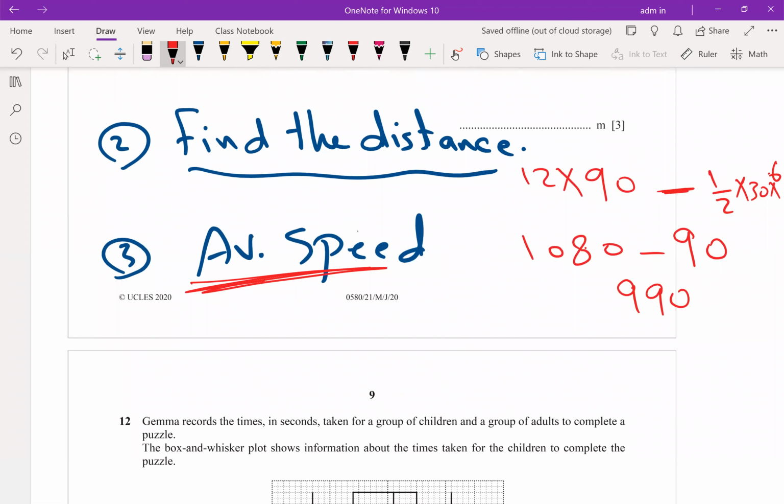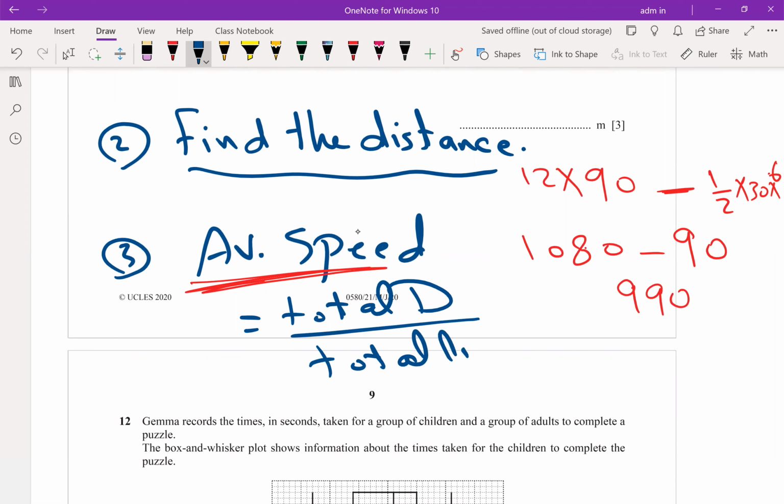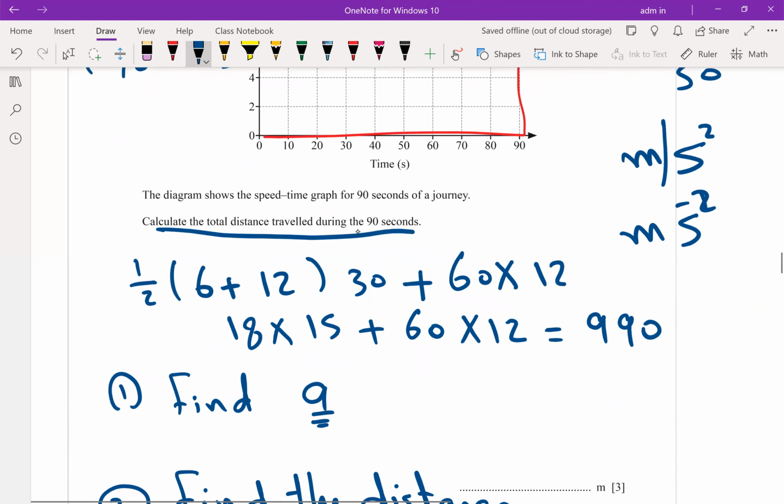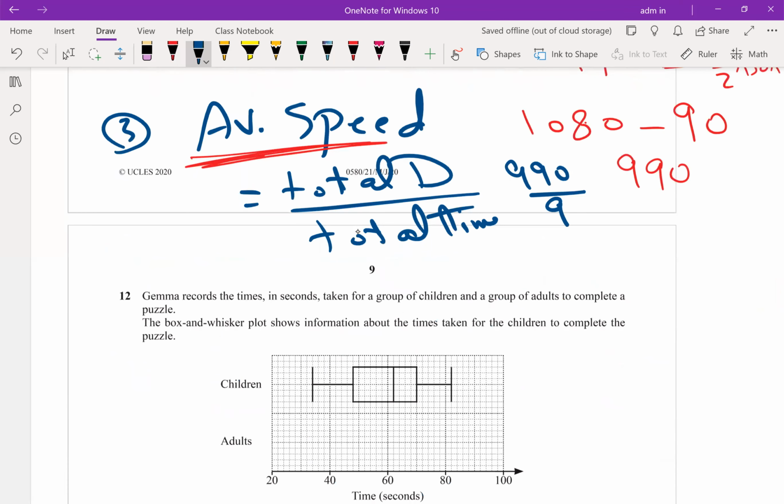What is the average speed? The average speed is the total distance over total time. What is the total distance? 990. What is the total time? It's 90. Simplify, it will be 99 meters per second.